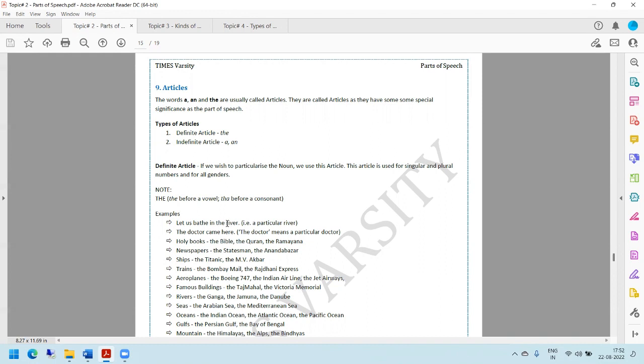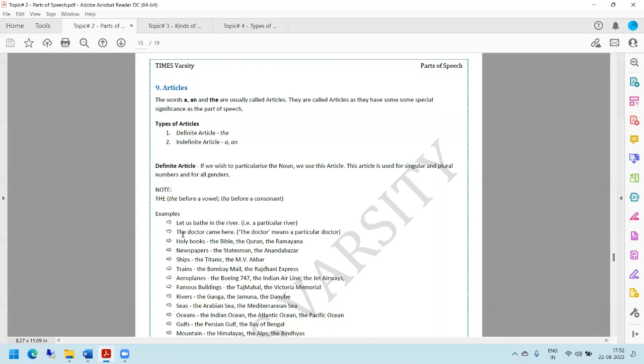And the, so before a noun, R is a vowel or consonant? Anyone? Consonant. So what it says is that it should be pronounced as the if it comes before a consonant. So we should say let us bathe in the river, not thee river. It should be the river because the article is coming before a consonant.